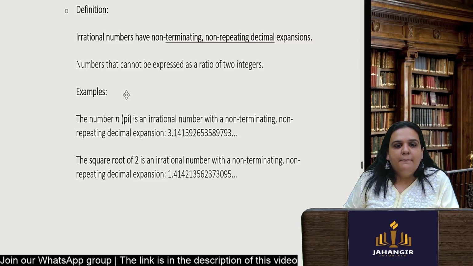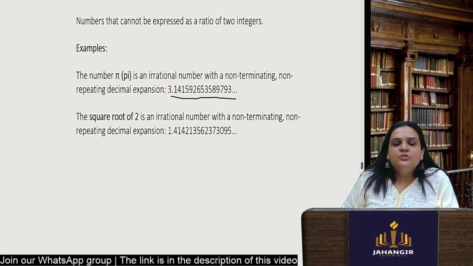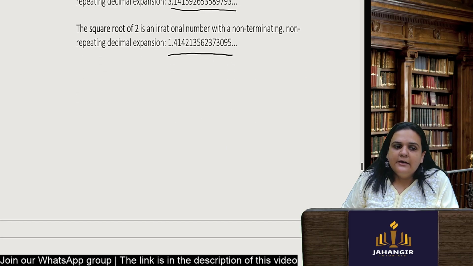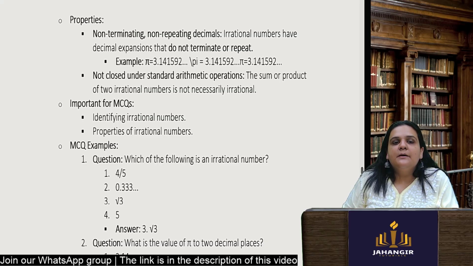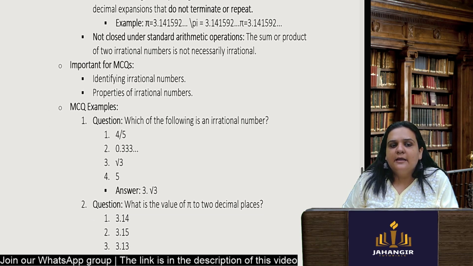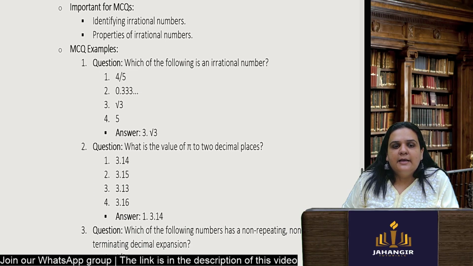You see, the number pi is an irrational number. Why? Because it is expressed in the form of 3.1415, and nothing is repeating. Square root of 2, if you do it sometimes in a calculator, you will get this answer. It is an irrational number. Properties: irrational numbers do not terminate and they don't even repeat themselves. The sum or product of two irrational numbers is not necessarily irrational. Now let's see certain examples.